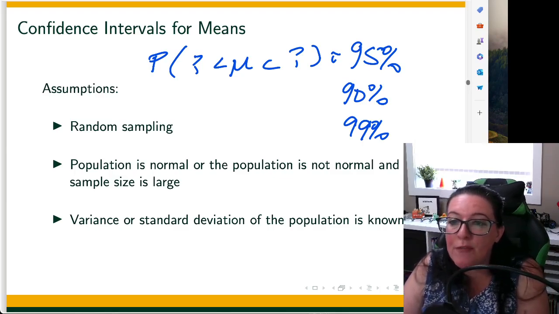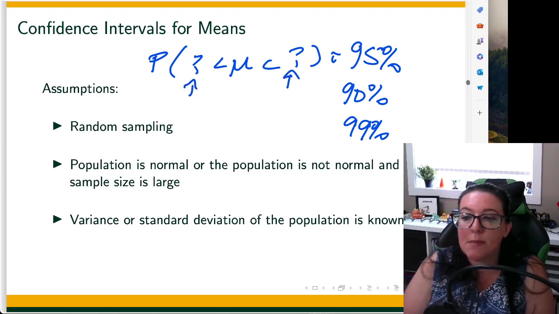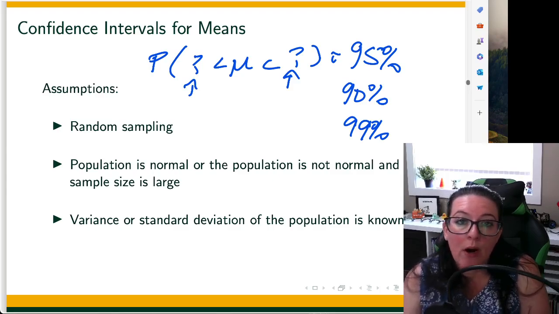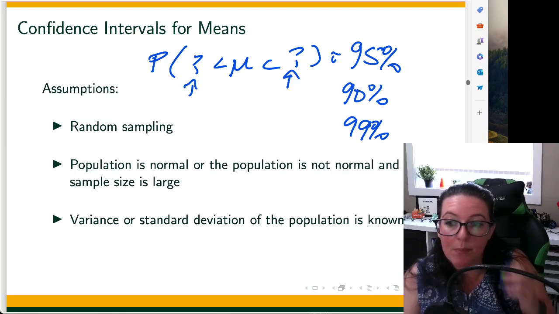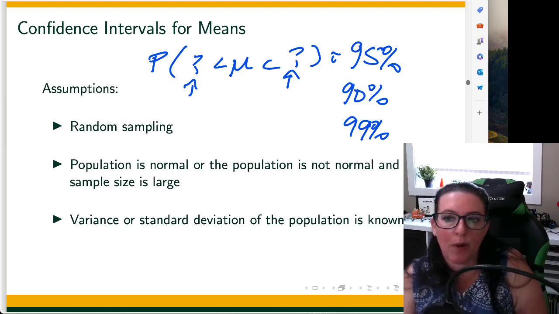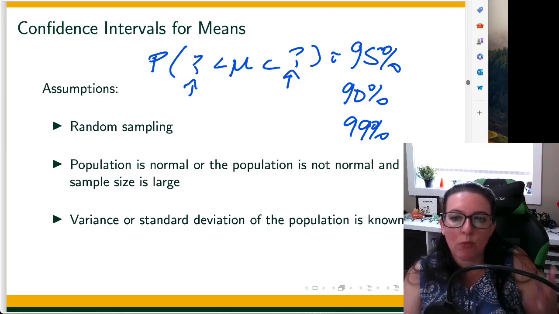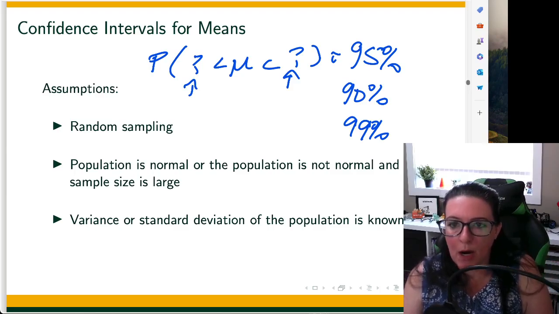Those are the most common levels of confidence. Now, if you're doing a confidence interval, so you're trying to find these upper and lower bounds, there are some assumptions we are making. We are assuming that we have a random sample. So it is a probability sampling method. We are pulling information at random from the greater population, which means it's going to represent some of the variability that exists within the population.